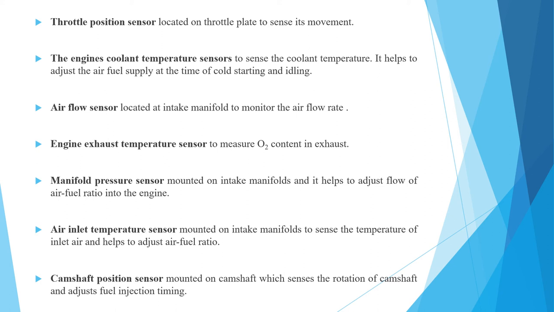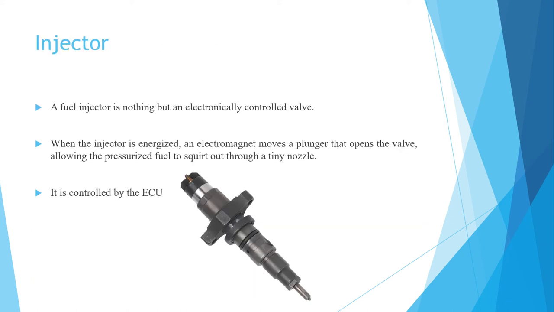Next one is the air inlet temperature sensor, which is mounted on the intake manifold to sense the temperature of the inlet air, and it helps to adjust the air fuel ratio. The camshaft position sensor is mounted on the camshaft, which senses the rotation of the camshaft and adjusts the fuel injection timing. So these are the sensors basically used for this GDI technology. Next one is the injector.